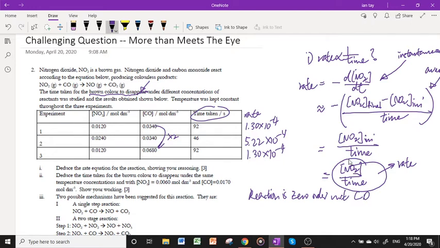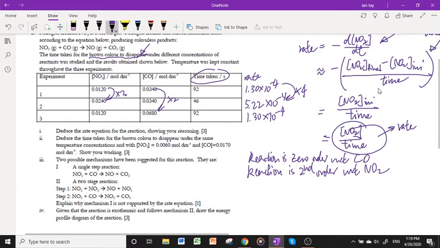Then if you were to compare experiment 1 and 2, when the concentration of NO2 doubles, the reaction rate quadruples. So we can then conclude reaction is second order with respect to NO2. So then now we are asked to write the rate equation, and the rate equation will simply be rate equals to k times [NO2] to the power of 2.